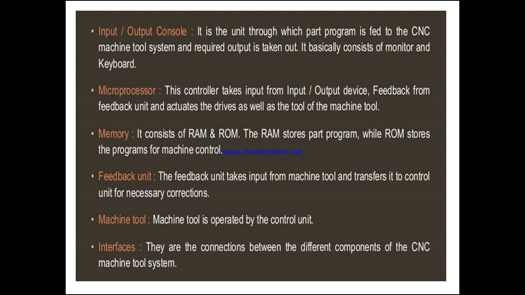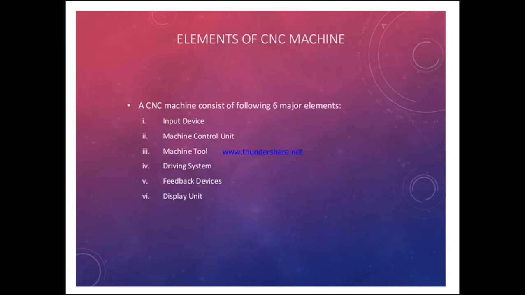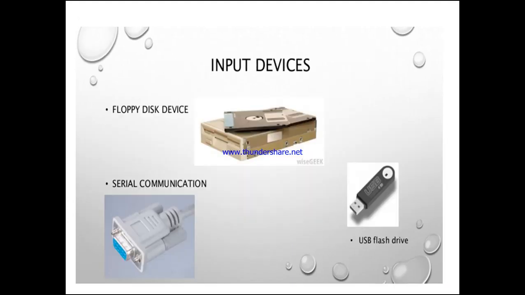Memory consists of RAM and ROM. The RAM stores the part program, while the ROM stores the program for machine control. The feedback unit takes input from the machine tool and transfers it to the control unit for whatever corrections are needed. In the same way we have the machine tool, which is operated by the control unit, and interfaces, which are the connection between the different components of the CNC machine tool system. So these are the elements: the input device, machine control unit, machine tool, driving system, feedback system, and display unit, as I have told.